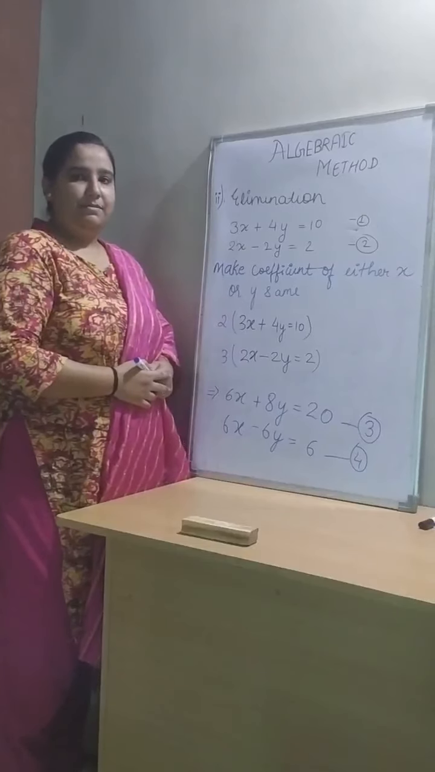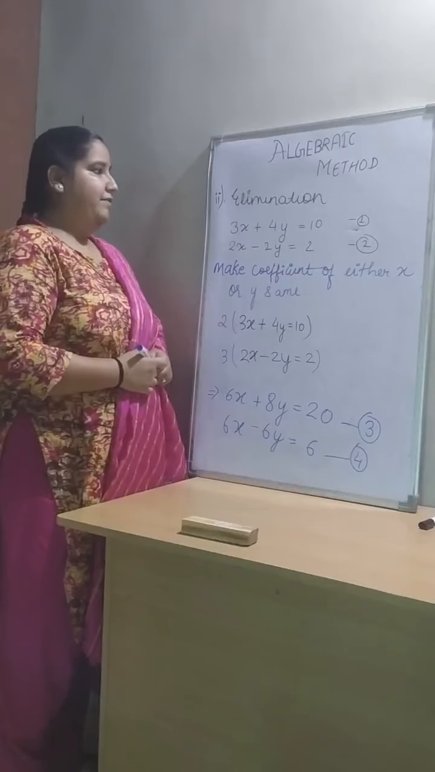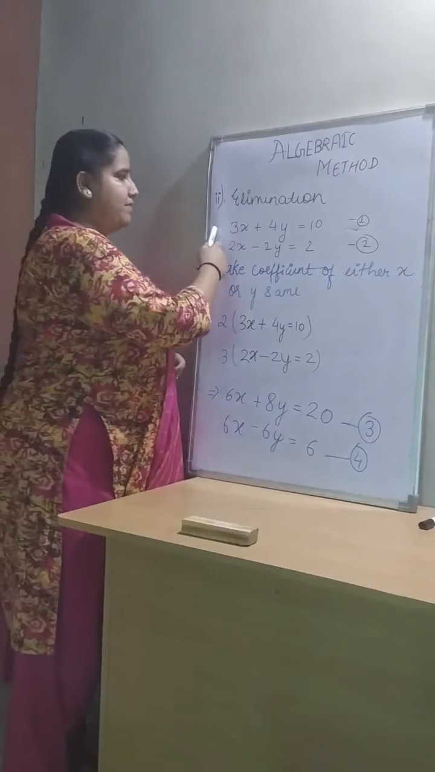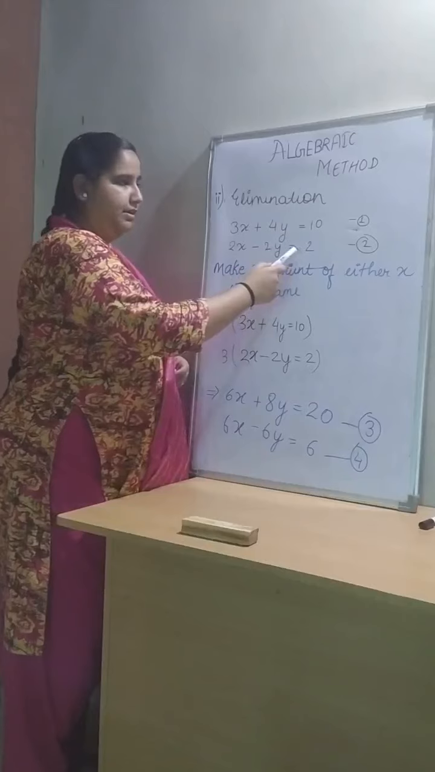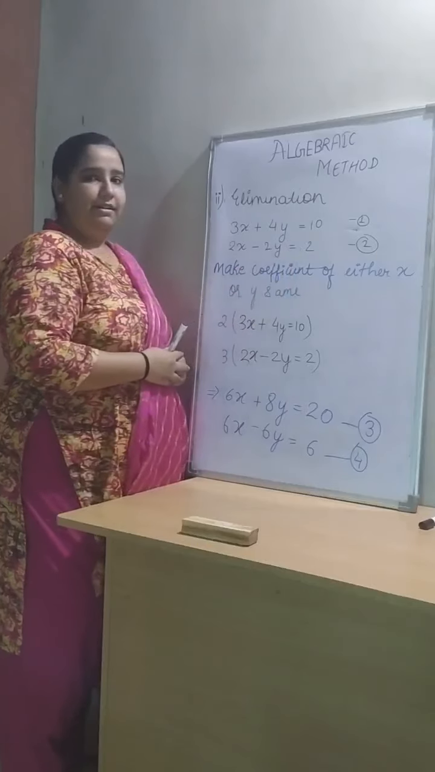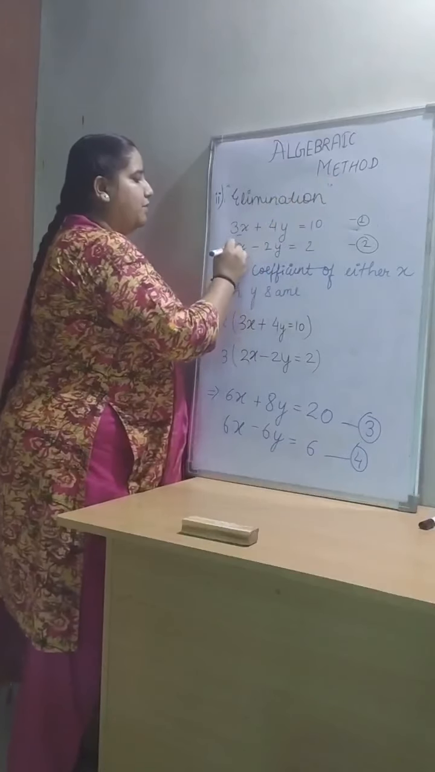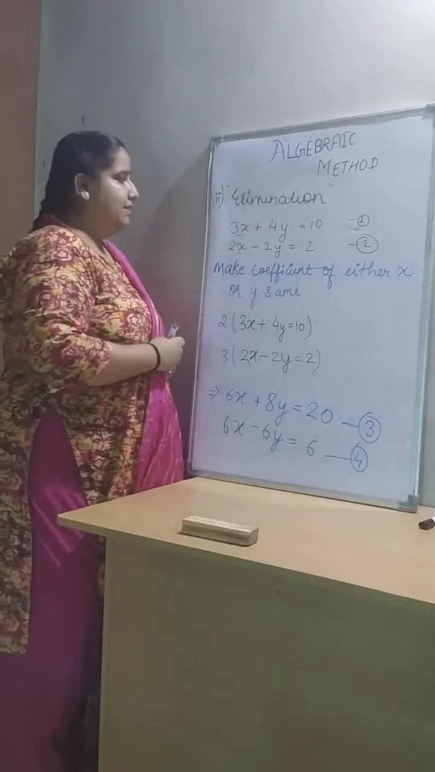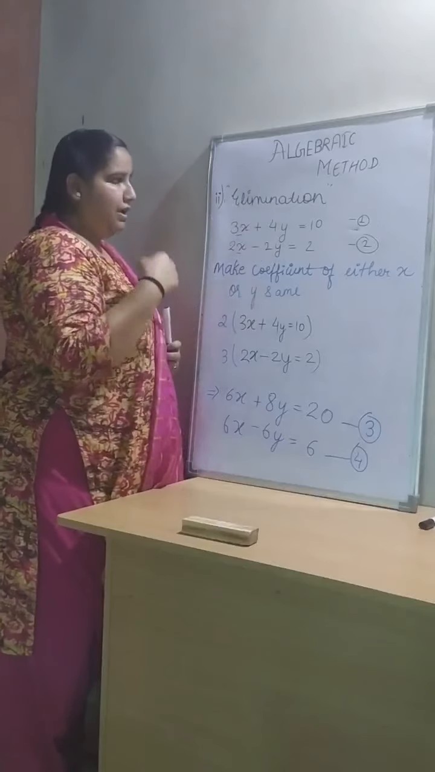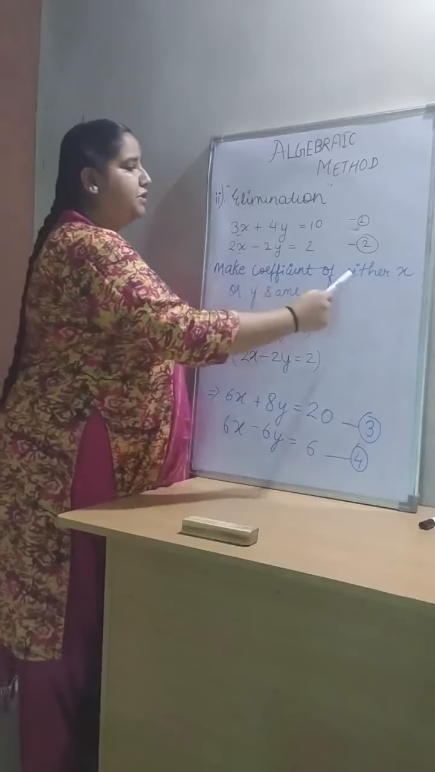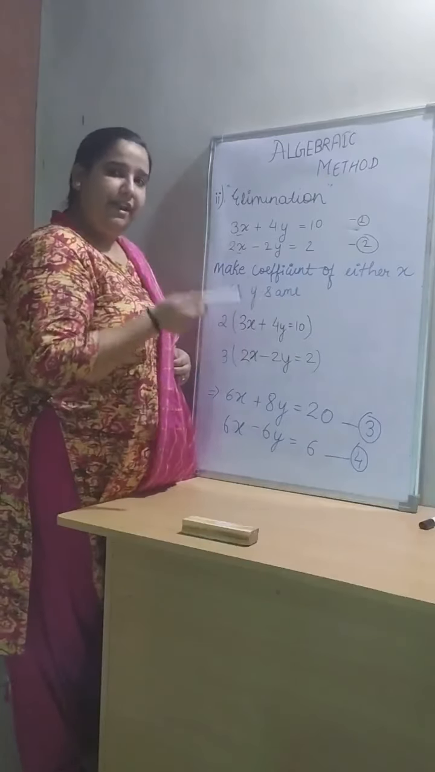We have discussed the substitution method and now in the algebraic method we are discussing the elimination method. We have a pair of equations. One is 3x plus 4y is equal to 10 and the second is 2x minus 2y is equal to 2. Right? In this method, the name indicates elimination. We need to eliminate any one of the terms from both of the equations. Either we can eliminate x or we can eliminate y. At the very first step, we need to make the coefficient of either x or y the same. How can we make the coefficient of either x or y the same?